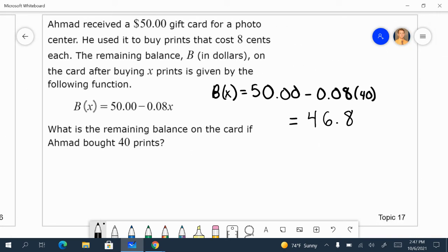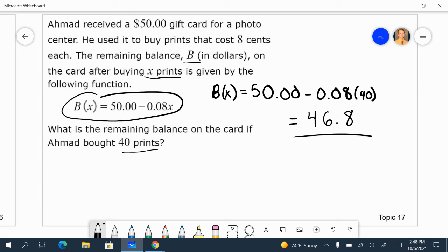Okay, next one, topic number 17. Ahmed receives a $50 gift card for a photo center. He uses it to buy prints that cost 8 cents each. The remaining balance B in dollars on the card after buying X prints is given by the following function. So this is our function. B is the remaining balance. X is the number of prints that he's buying. So he's buying 40 prints. All I have to do is plug in that 40 for X. This should be pretty simple. I got 46.8 after I plugged it in.